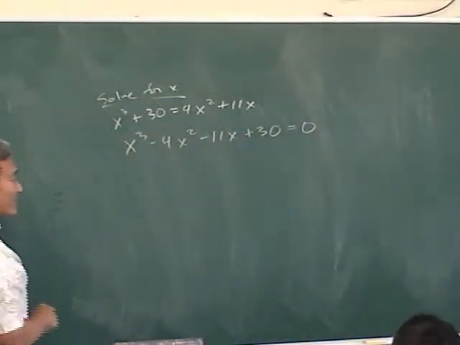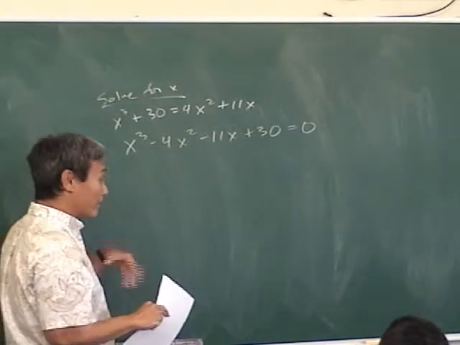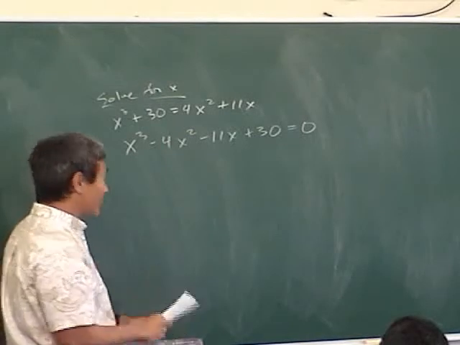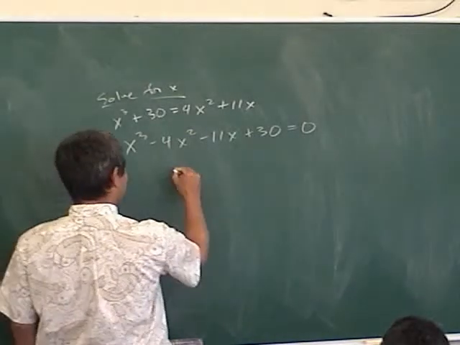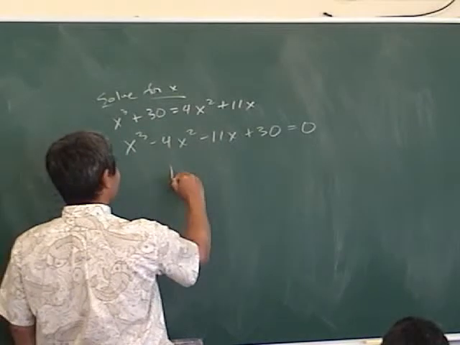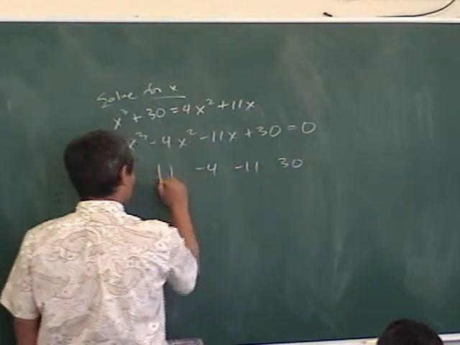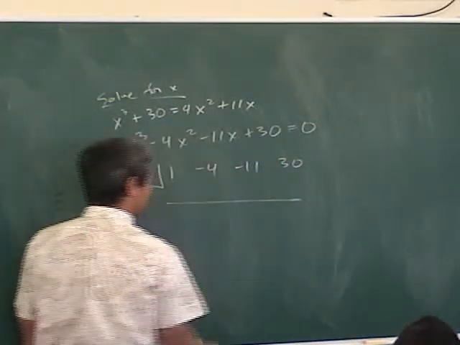So what kind of equation is this? It's a cubic equation. Anytime the power is 3 or bigger, that's when you're going to do synthetic division. So how do I start it? You write the coefficients. What are the coefficients? 1, negative 4, negative 11, 30. You put a box here, and then you put a line.